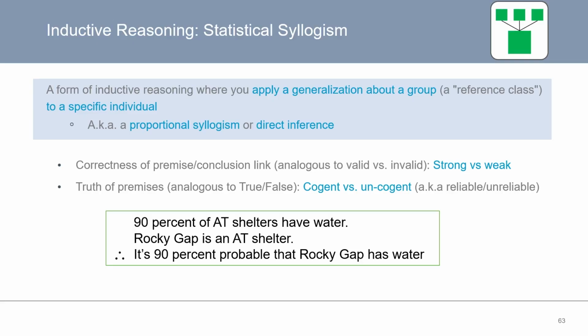Note that while the statistical syllogism looks like the deductive reasoning argument structures we've seen so far in logic, it's a form of inductive reasoning since it deals with a proportion rather than a universal rule, leading to a conclusion that at best can only be probable.